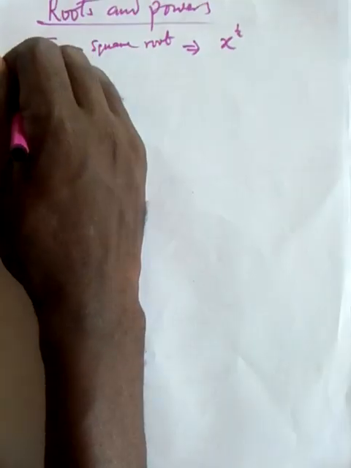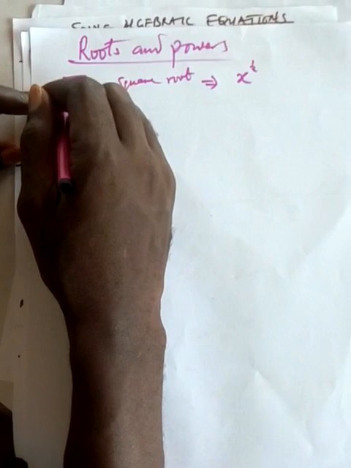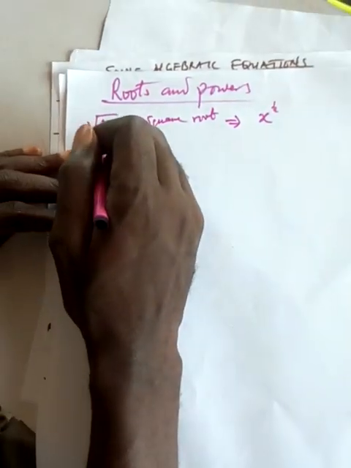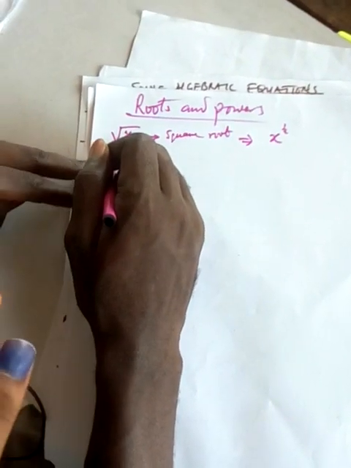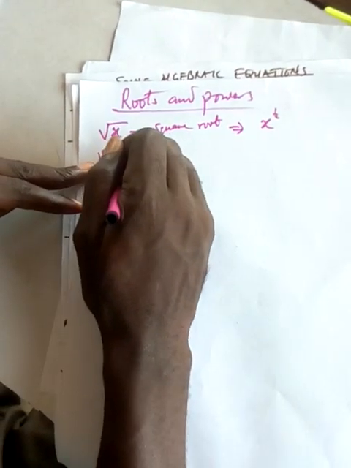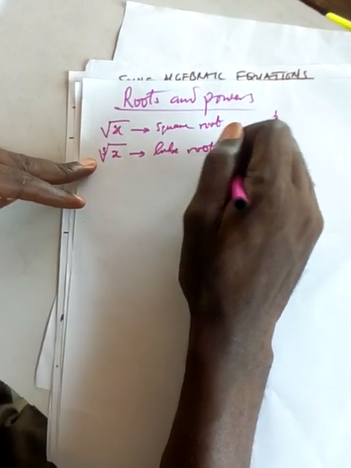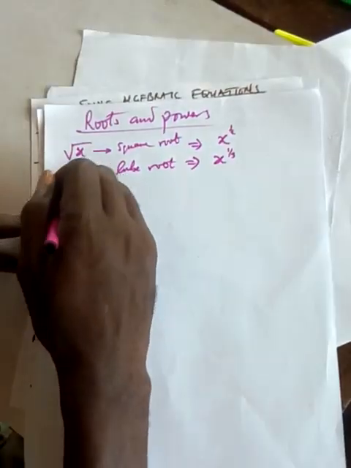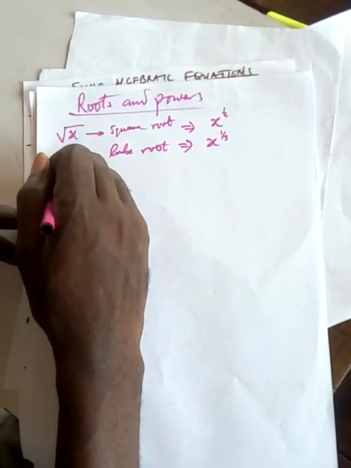Remember that? We didn't write 2 here because the 2 is invisible actually. That's the simplest root, so there's no need writing it. If you see it this way, it's a square root. But if it's not a square root, you must have something there, a number there. So you have cube root, which is written as x raised to the power 1 over 3. So you see that roots are fractional indices.